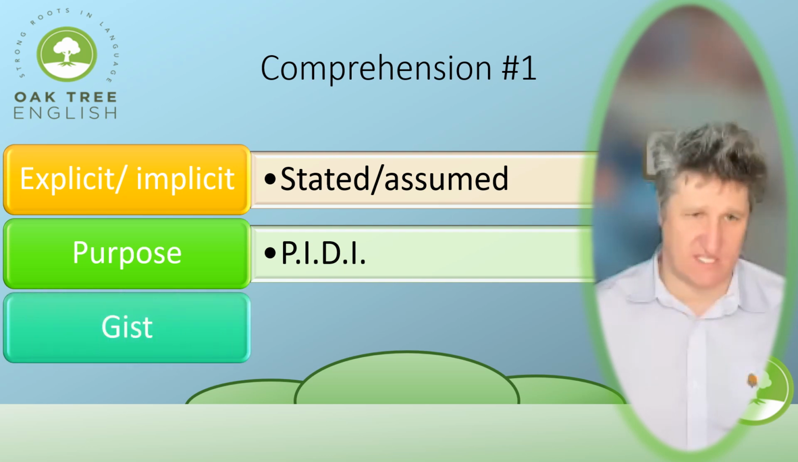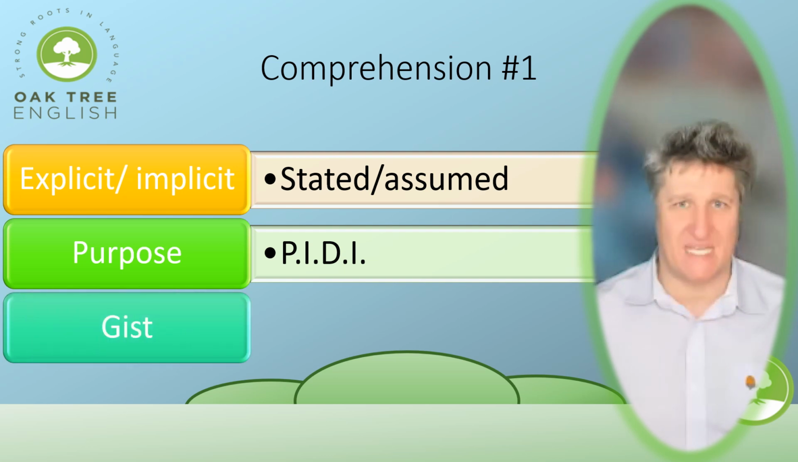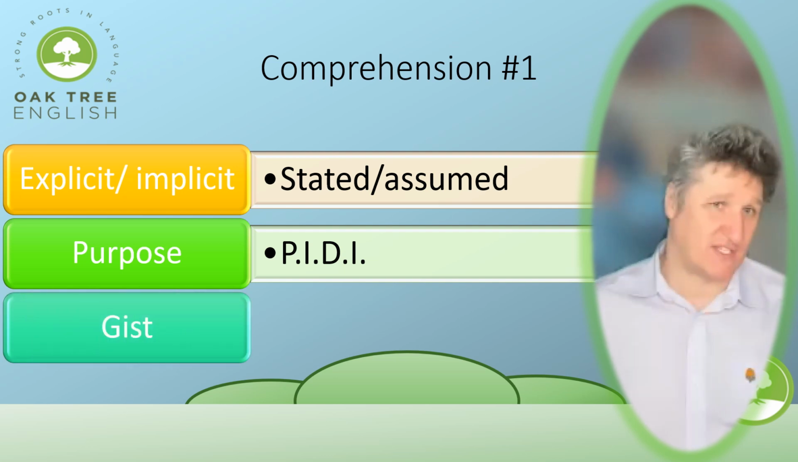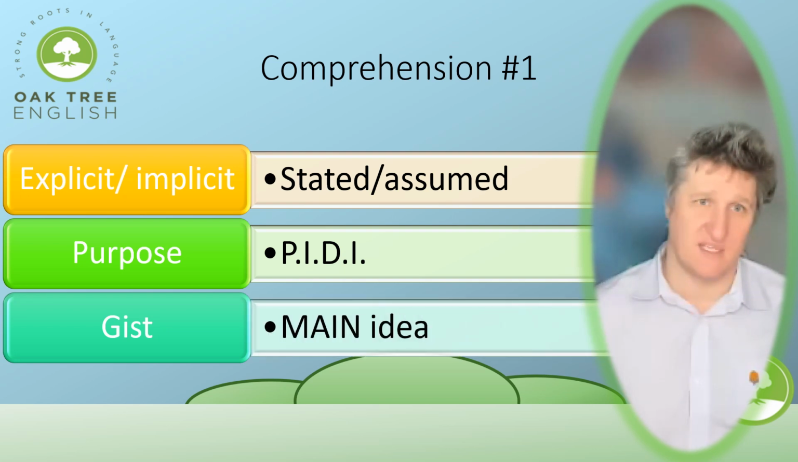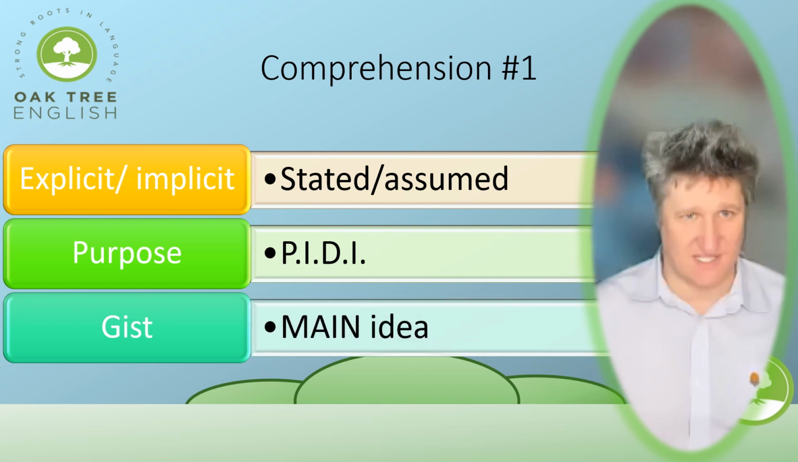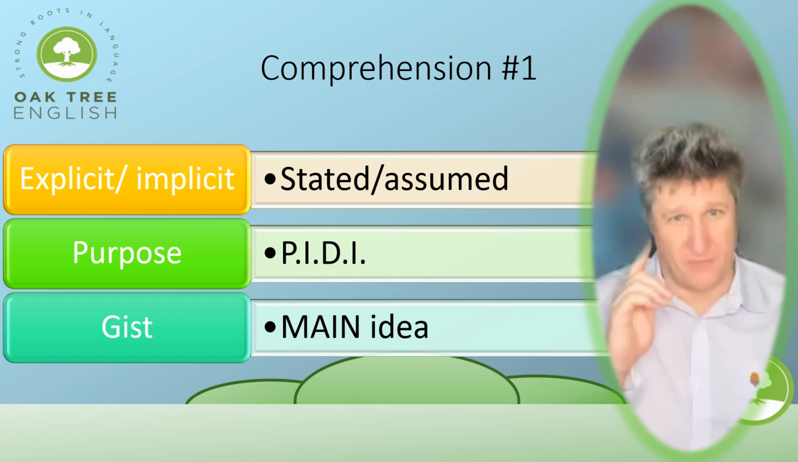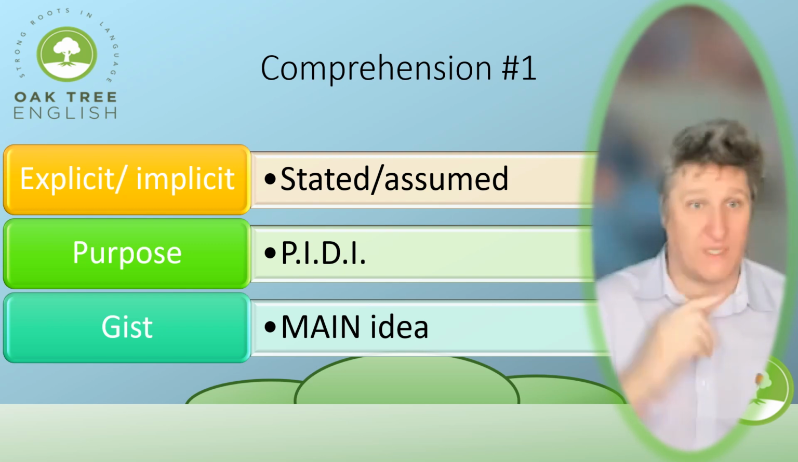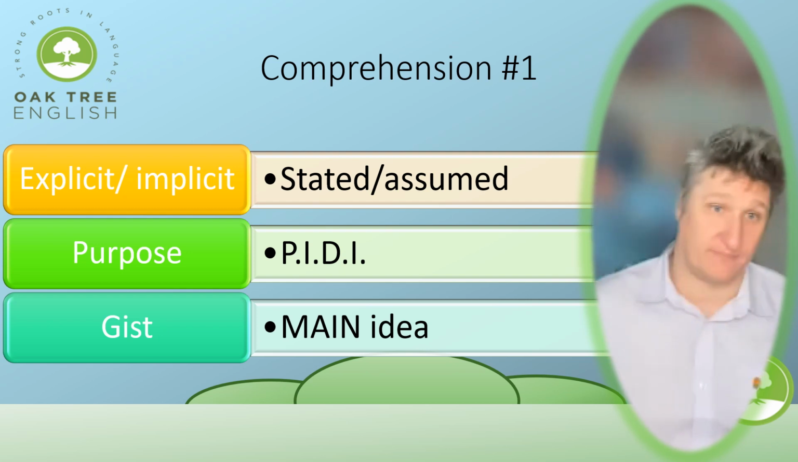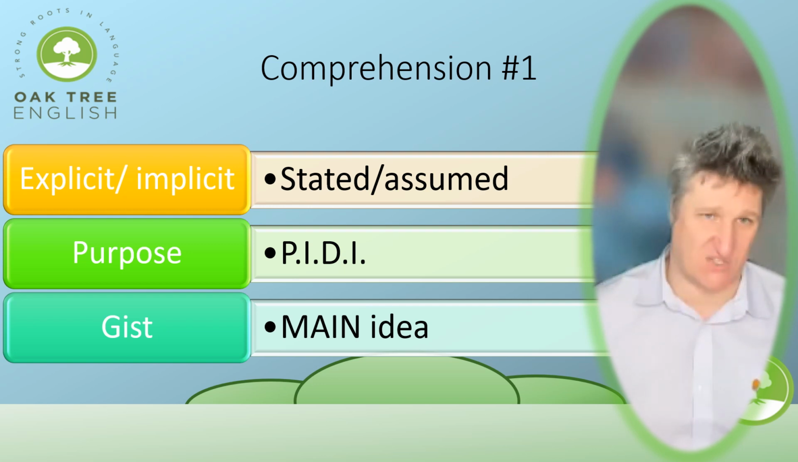The gist of a text is the main meaning. A gist question will usually mention 4 things that are included in the text. You have to choose the main one, which includes all the others. That's the gist, the main idea.